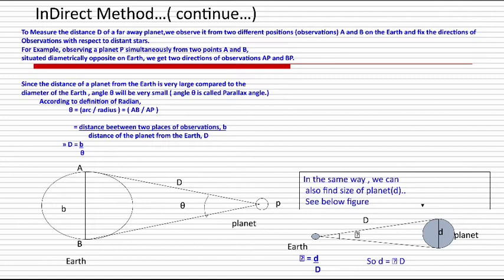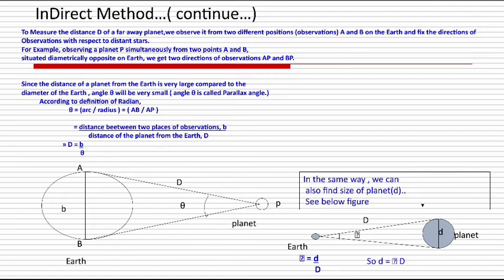Here AP and BP are the same, and if you take the middle point of AB, say M, then MP is also equal to AP and BP. In the same way we can also find the size of the planet, small d. In the second figure the parallax angle is alpha. Alpha is small d upon capital D, so small d is equal to alpha into capital D.